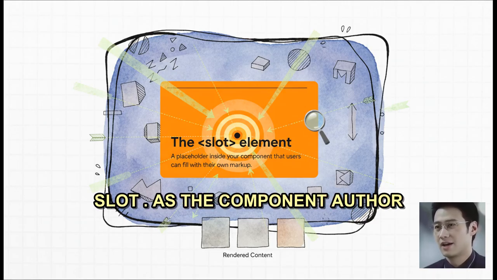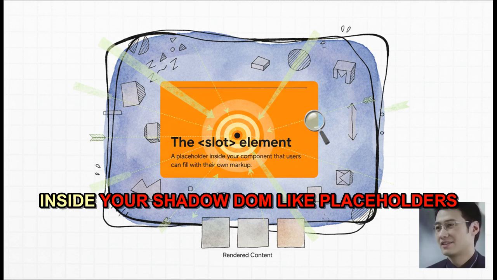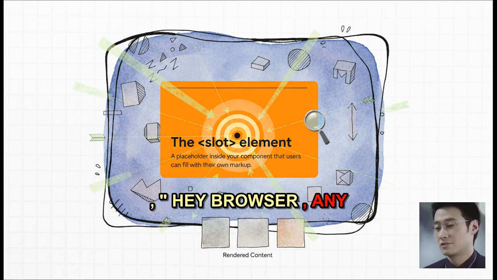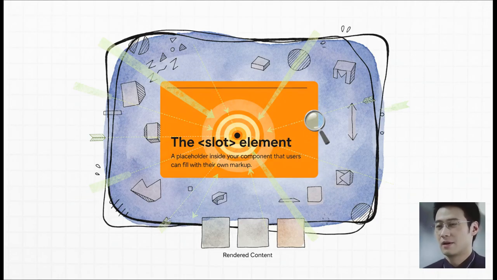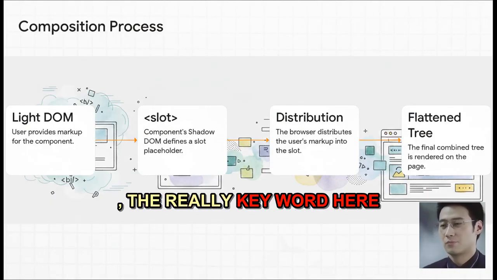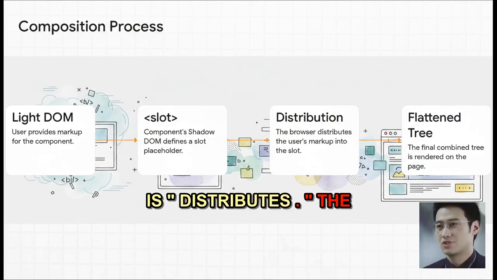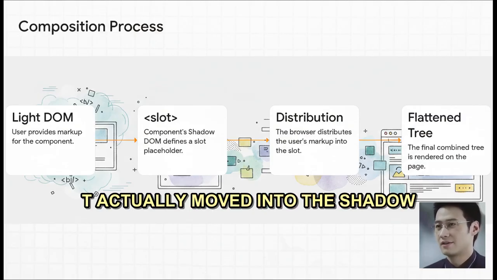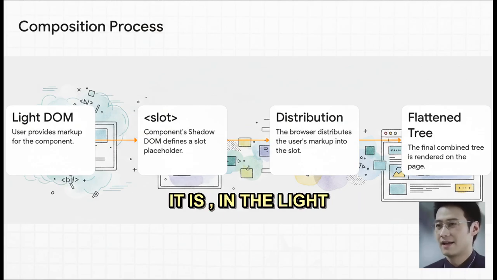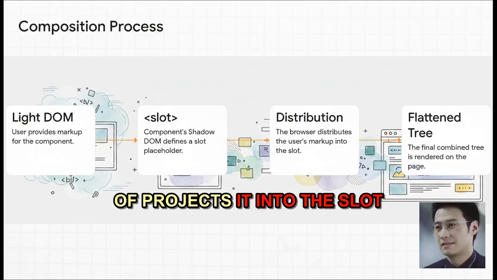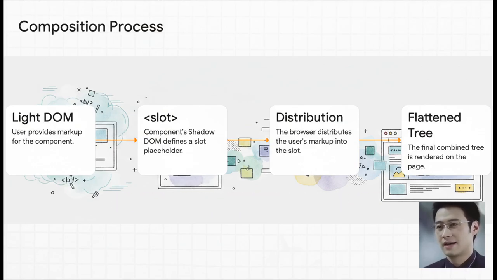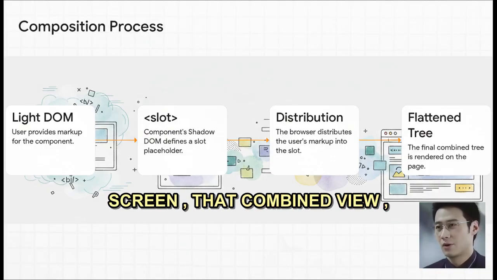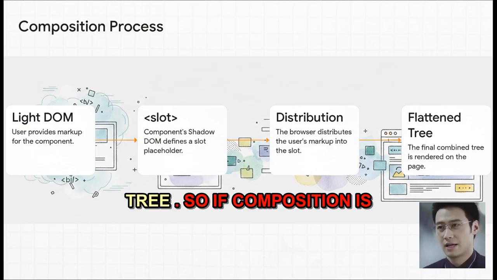As the component author, you just place slot elements inside your shadow DOM like placeholders. You're basically putting up a little sign that says, hey browser, any content the user provides, render it right here. Now, the really key word here is distributes. The user's content isn't actually moved into the shadow DOM. It stays right where it is in the light DOM. The browser just kind of projects it into the slot for rendering. It's like a movie projector. The final image you see on the screen, that combined view, is what we call the flattened tree.